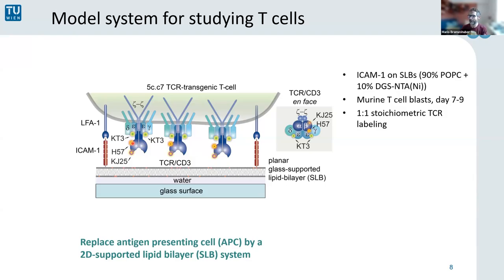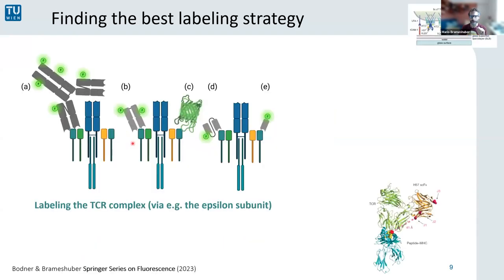So how do you put now in a very specific one-to-one stoichiometry a dye to a protein? So I think maybe all of you are aware of different options how to label proteins on a cell membrane. So in this case, we have several options. So one of the, let's say, simplest ones is to buy an antibody, label the antibody with fluorescence dye, and then use it to bind, in this case, to bind this epsilon subunit here, this green part.